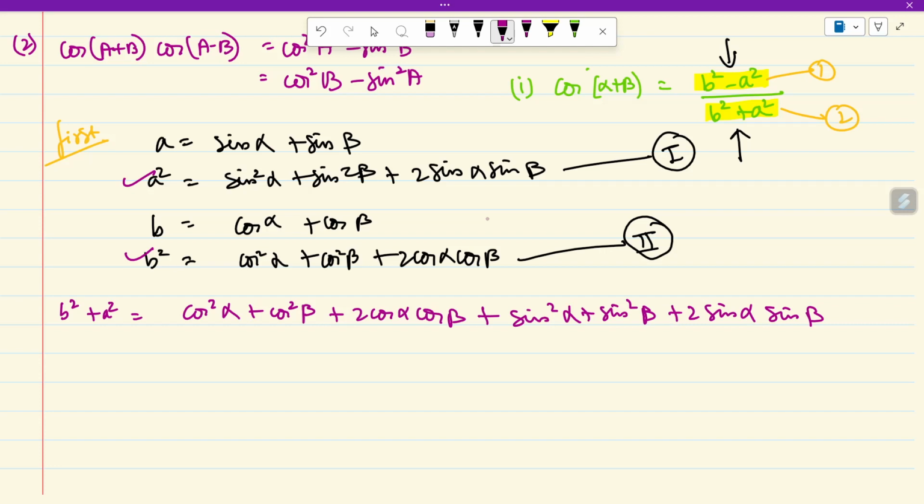Now as you can see, cos square alpha and sin square alpha make 1, and cos square beta and sin square beta make 1.